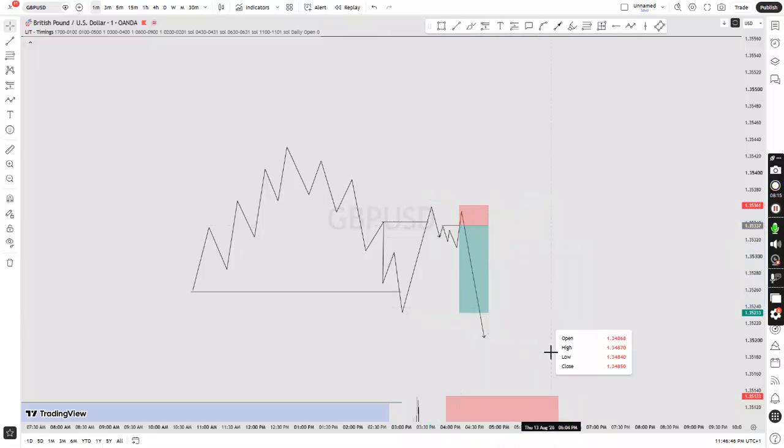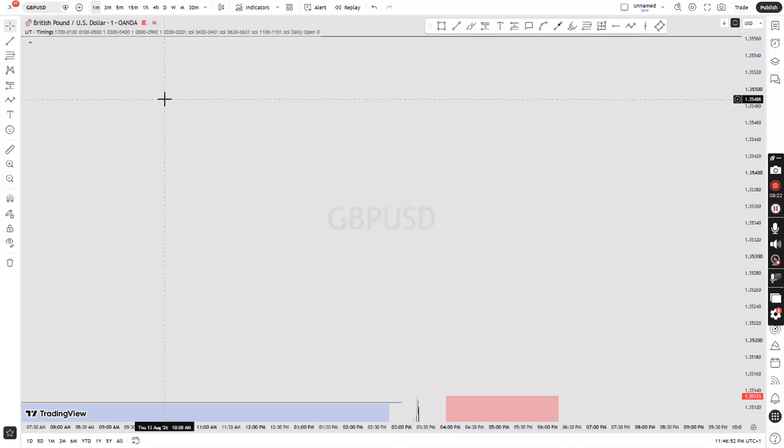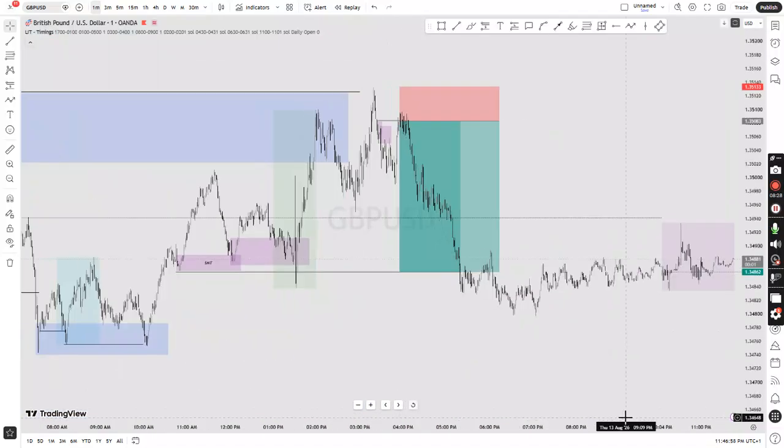So I hope this helps you guys understand how liquidity works, how traps work, and exactly how we trade our inducements and traps.